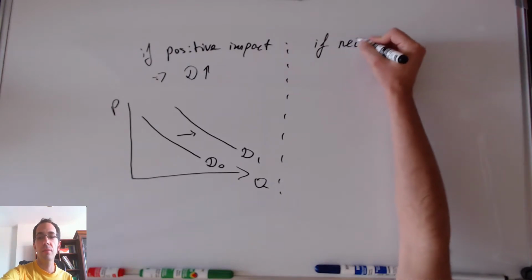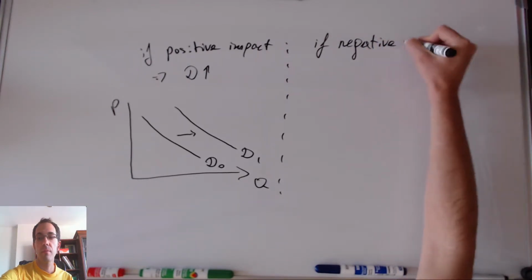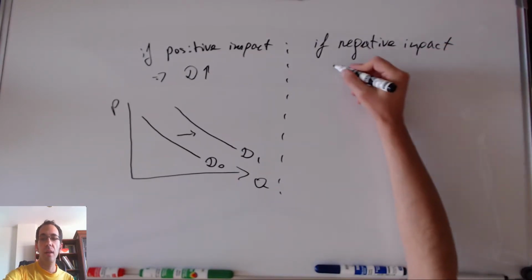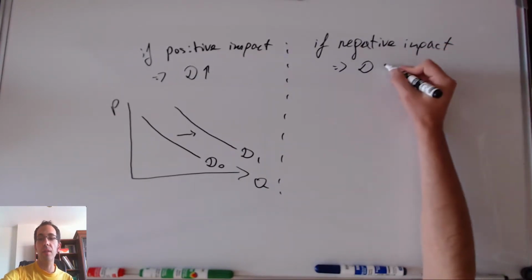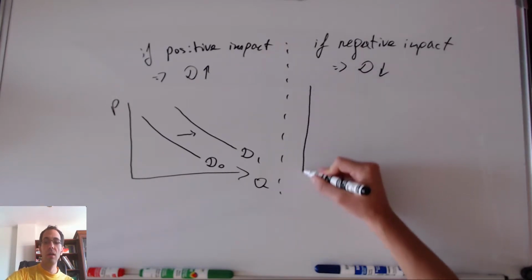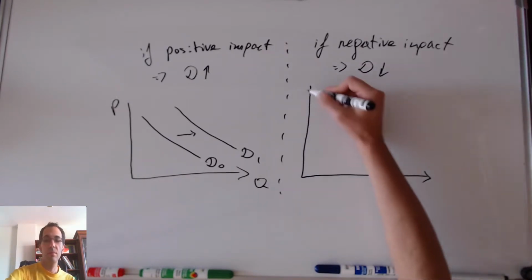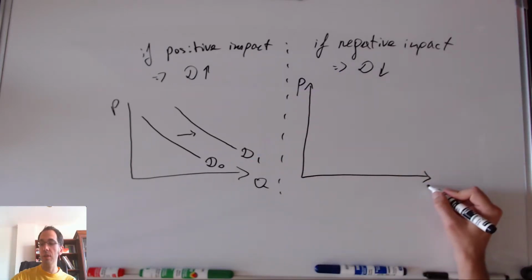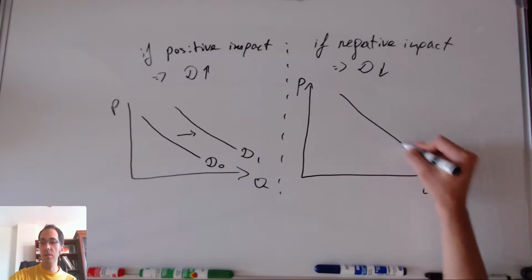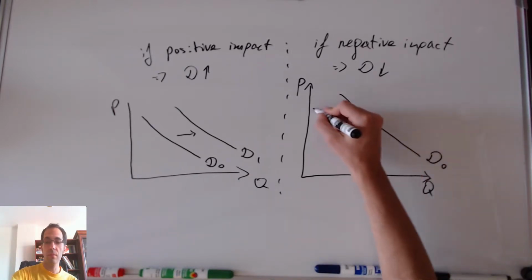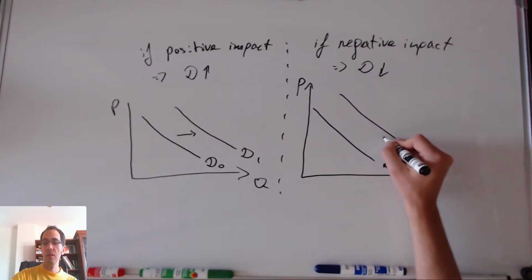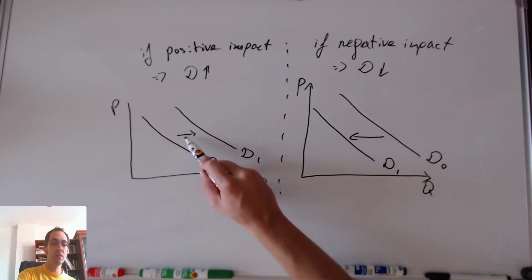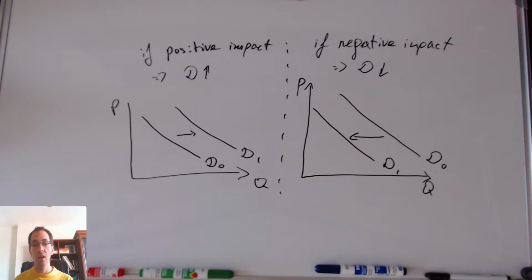And if negative impact, then the effect of that will be a decrease in the demand, and hopefully you can guess that the demand curve will be shifted to the left. So this is the old demand curve. This is the new one. And this illustrates a decrease in demand. This illustrates an increase in demand.